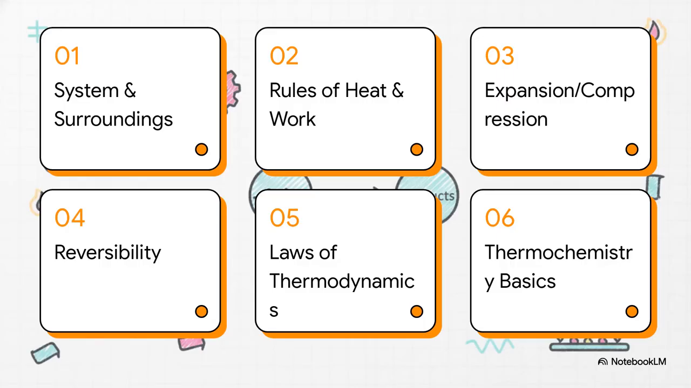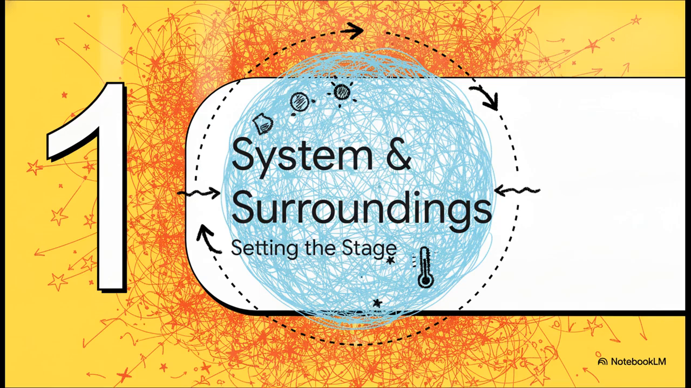Here's a quick roadmap of what we're covering today. 1. System and surroundings. 2. Rules of heat and work. 3. Expansion and compression. 4. Reversible versus irreversible processes. 5. The laws of thermodynamics. And 6. Thermochemistry basics.